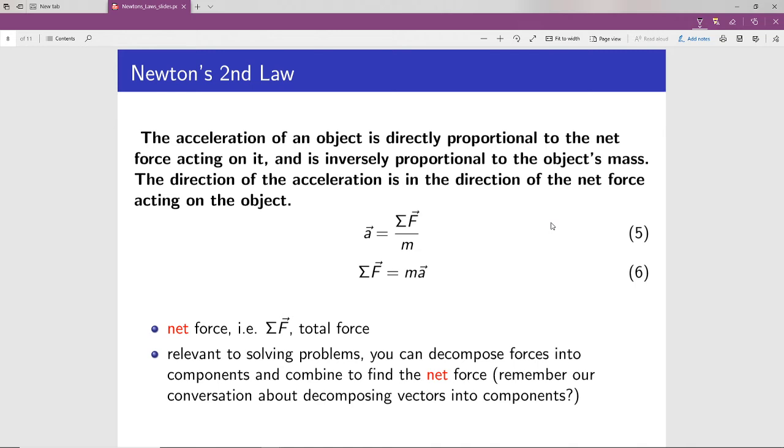So remember, this connects directly to what we did with projectile motion, where we broke forces into components. So you're going to have to practice that same skill when using Newton's second law in solving problems. Find the components of force that are acting on an object, add them up, and find the net force. If you know the net force, you can figure out how the object is going to accelerate if you know its mass.